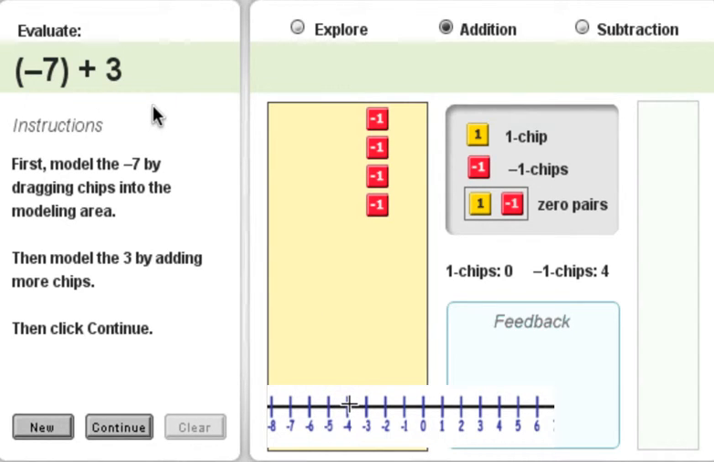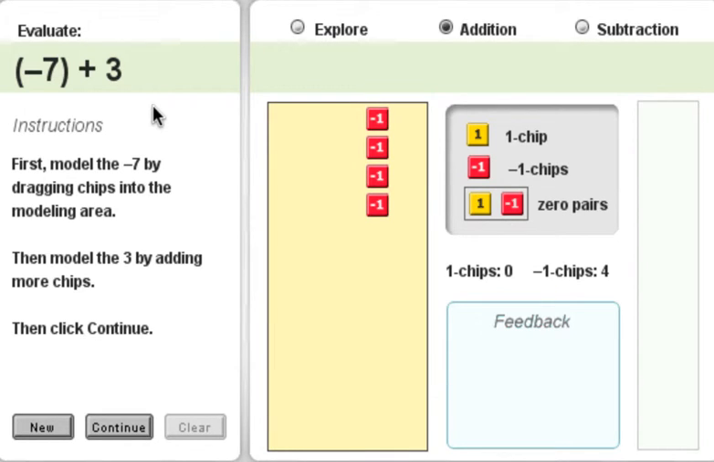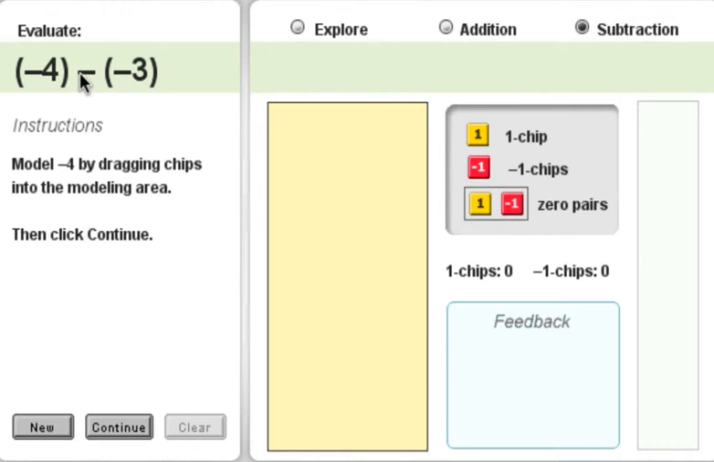What other operation would also give you an answer of negative 4 involving these two numbers? Think about it. Let's try some subtraction questions. So if you have negative 4 and you're subtracting 3 negatives, well, let's start: 1, 2, 3, there's negative 4, and we're going to subtract 3 negatives. What do we get?